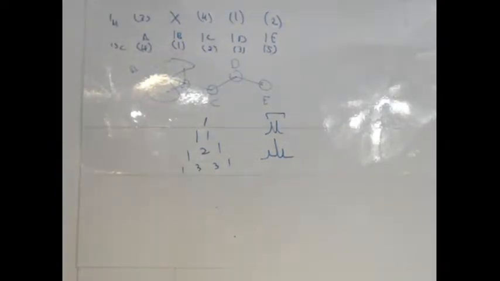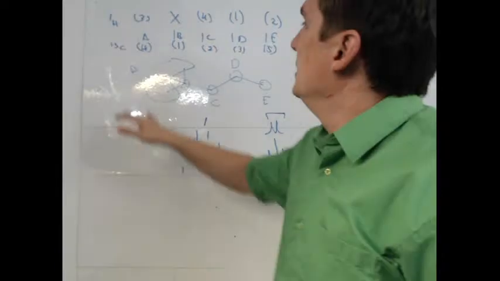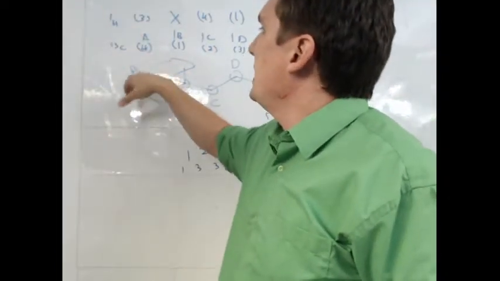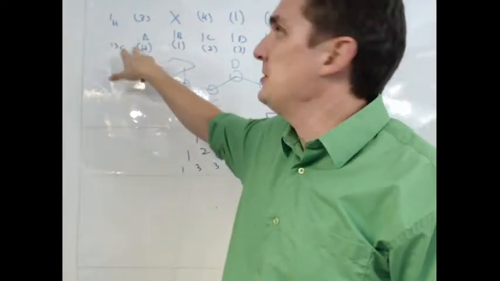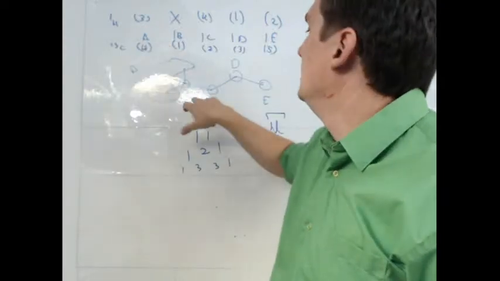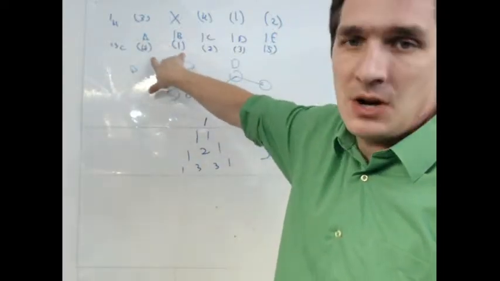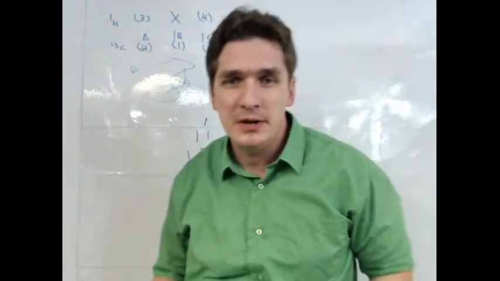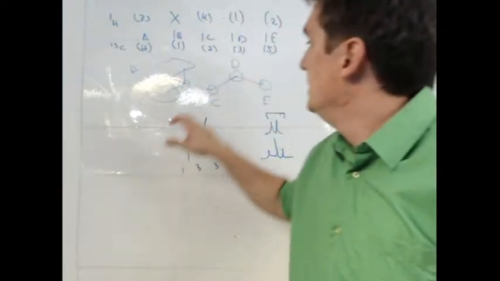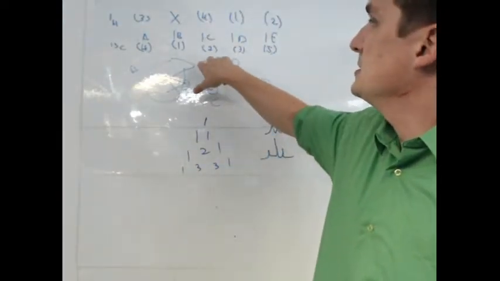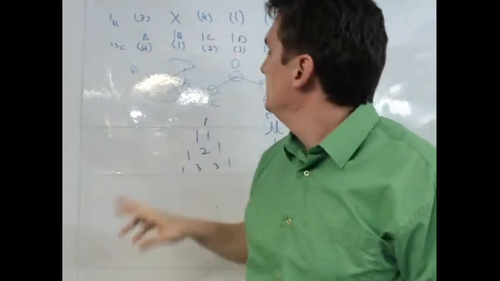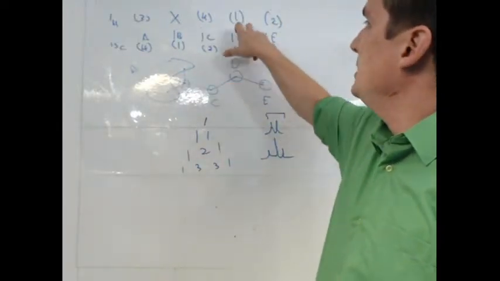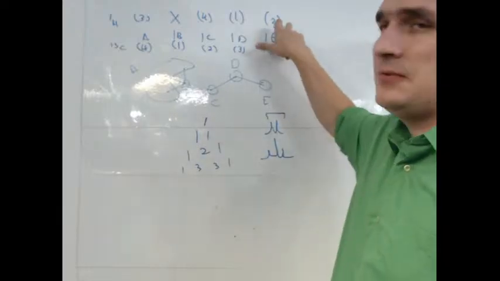So this is a solution to this problem. Atom A corresponds to peak 4 in the carbon 13 and peak 3 in the 1H NMR. B corresponds to peak 1 in the carbon 13, but it doesn't have an associated 1H NMR because it doesn't have hydrogens in it. Atom C corresponds to 2 in the carbon 13 and 4 in the 1H. D corresponds to 3 and 1, and then E corresponds to 5 and 2.